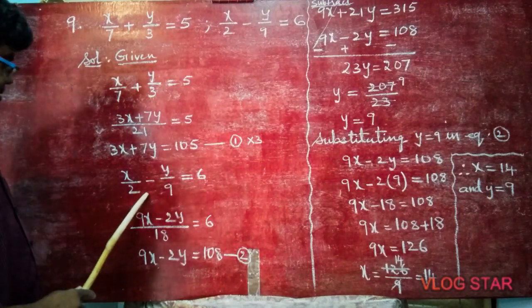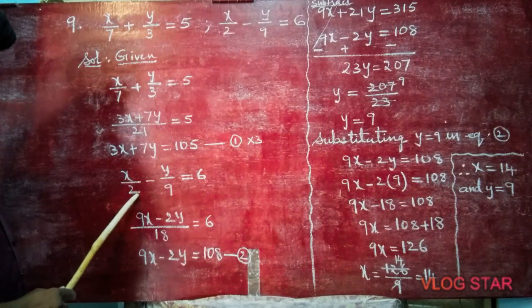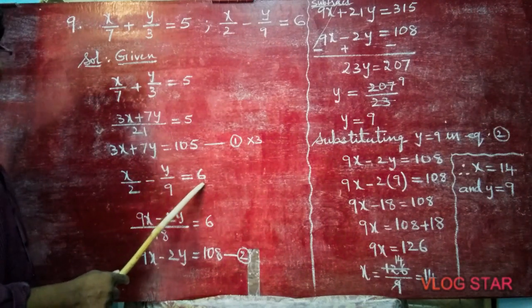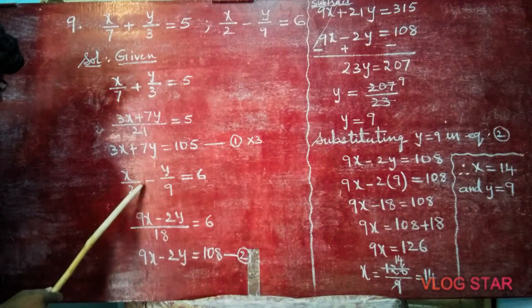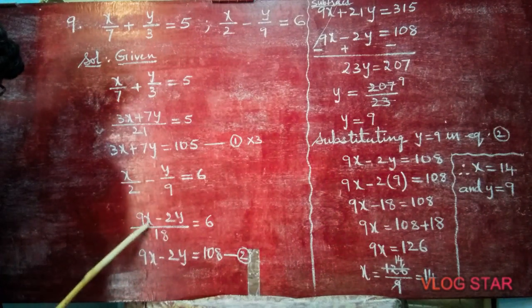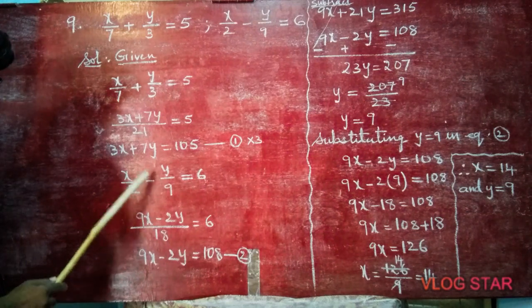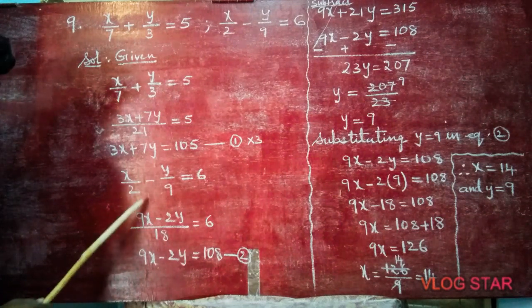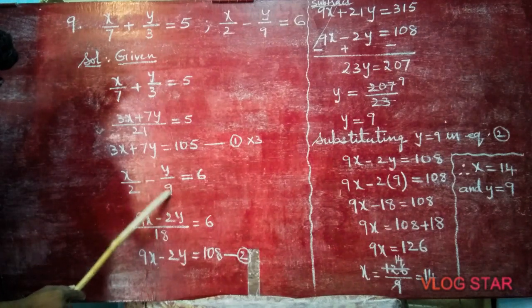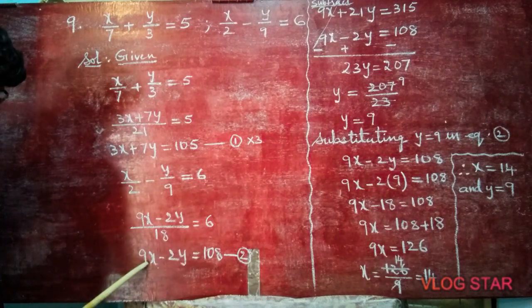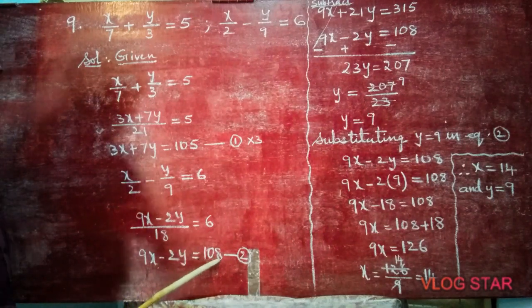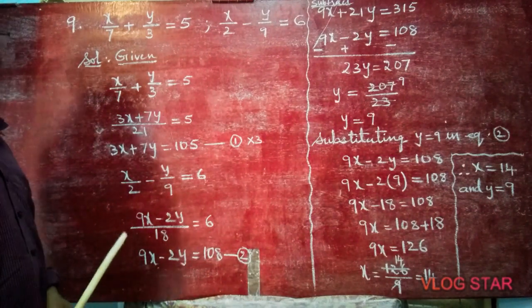Now coming to the second one. x by 2 minus y by 9 is equal to 6. For 2 and 9 also there is no common table. 2 9s are 18. 2 goes how many times? 9 times. 9 into x, 9x. Minus is there means put minus. Plus is there means put plus. Now again 9 goes 2 times. 2 into y, 2y is equal to 6. 9x minus 2y is equal to 18 6s are 108. This is equation number 2.